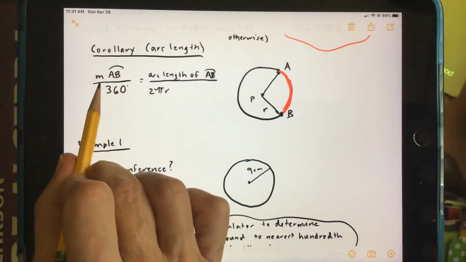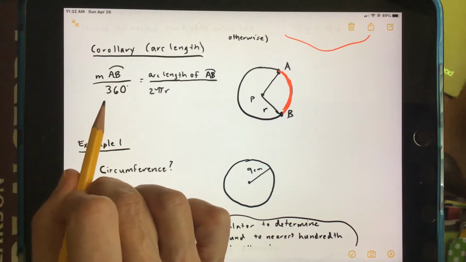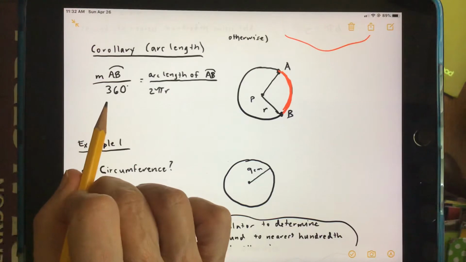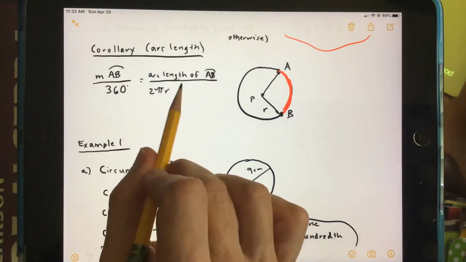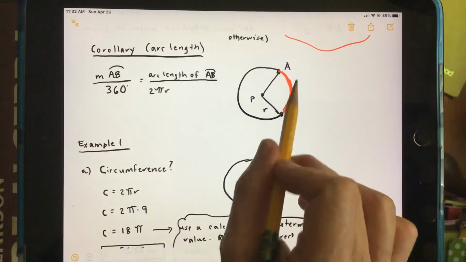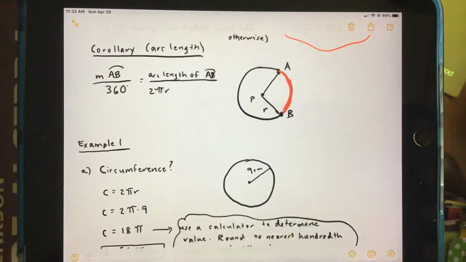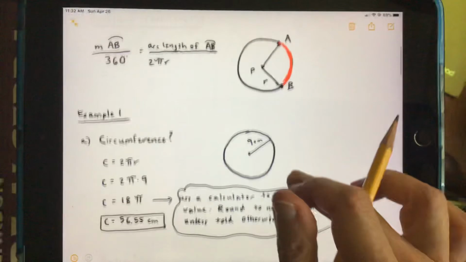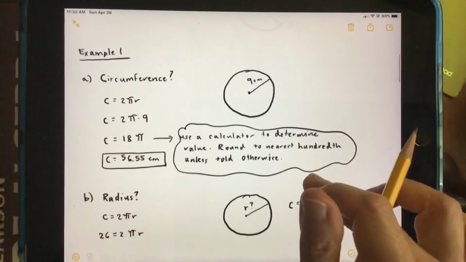The part of the circle that is red, its arc measurement, to the total number of degrees in a circle, 360. And that will be equal to the ratio of the arc length of AB, the little piece of the circle, to the entire circumference of the circle, 2 pi r. Okay, so we've got our theorem and our corollary. Let's go ahead and work through some examples and guided practice problems.